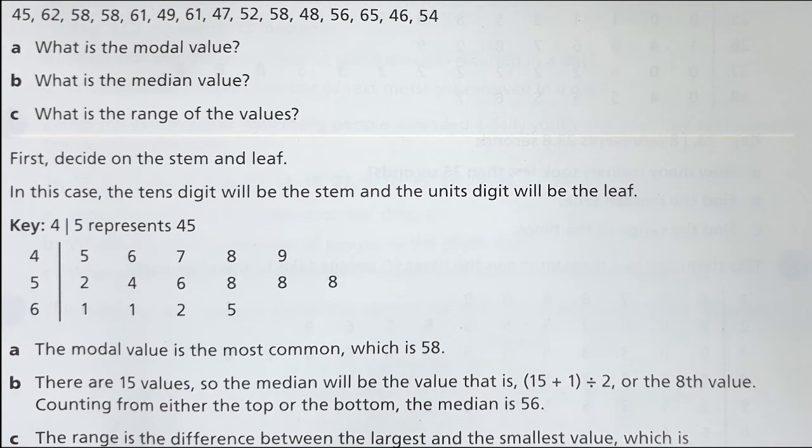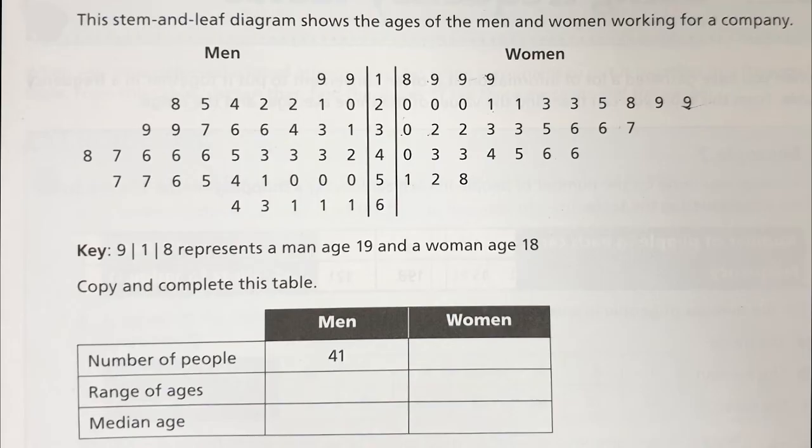There is a stem and leaf diagram which has two sets of information. The stem and leaf diagram is given in the next question. The second one: this stem and leaf diagram shows the ages of the men and women working in a company. So men is given and women is given. Automatically you need to write a key.